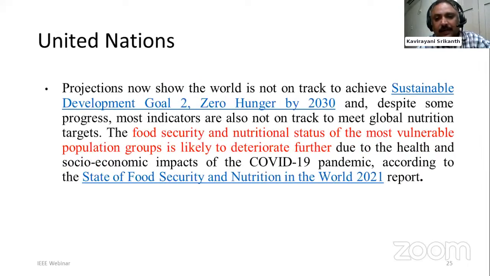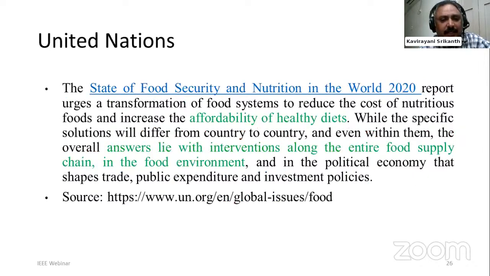And then we are trying to look at the vulnerability. The food security and nutritional status of the most vulnerable population is going to deteriorate further, and then we have to make sure we are having affordability of healthy diets, and our answer lies in how we manage the food supply chain and whoever are the players in this particular thing.